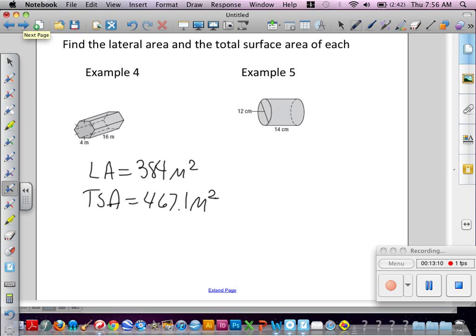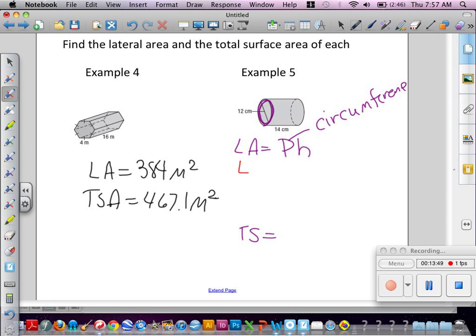Okay, so I'm going to look at example number 5 now. I'm looking at that, and I need to do my LA, and then I need to do my total surface area. Now, in this problem, you don't have faces, but remember your LA is your perimeter times the height of the prism. And this is the perimeter of the base. And so the shape of the base is this circle right here. And when I talk about the perimeter of a circle, I'm actually talking about the circumference. So I need to find the circumference.